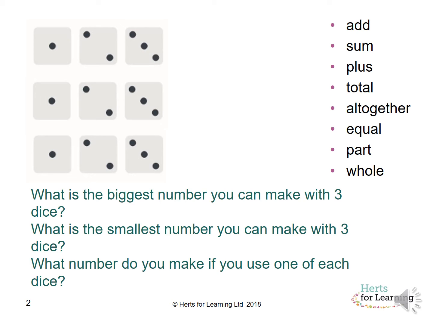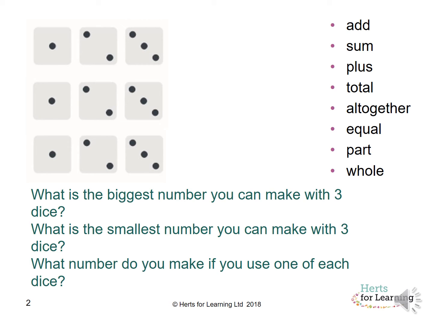So again, different style. What is the smallest number you could make with 3 dice? Following the same structure, this time you want to use the 3 smallest dice. So have a think and tell me which is the smallest number you can make using 3 of the dice. Okay, so the smallest dice are the 1s, so we want to use all 3 of those 1s, and the smallest number we can make is 3.